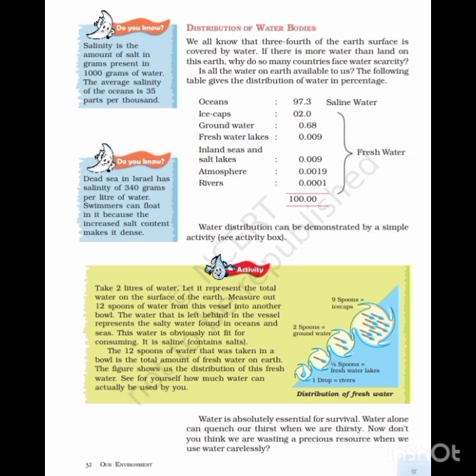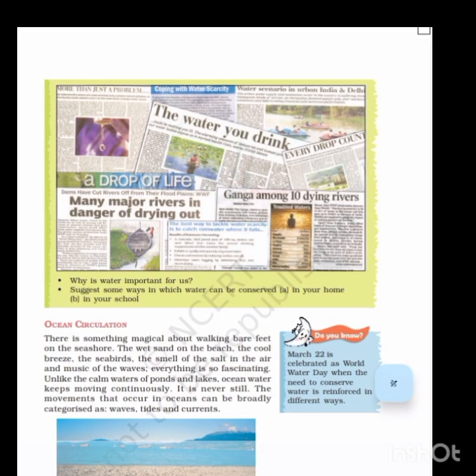As we have discussed earlier, the ocean bodies and the seas contain salty water, which is also called saline. So we should know about salinity also. What is salinity? Salinity is the amount or proportion of salt present in 1000 grams of water. You should know that 35 parts per thousand is the average salinity of the ocean.